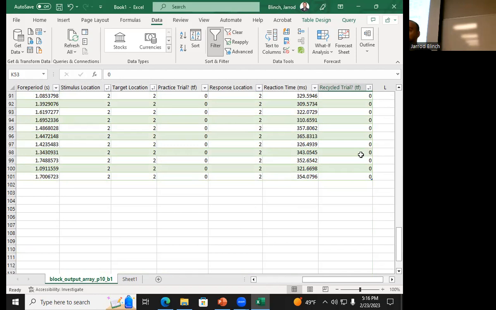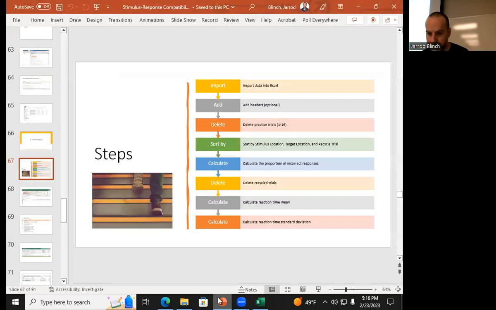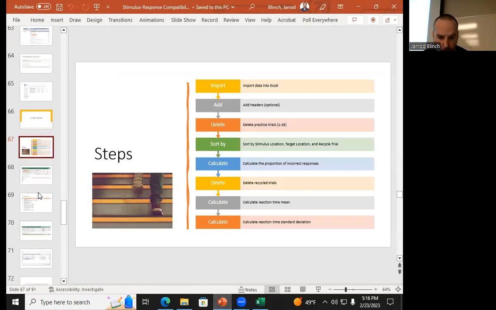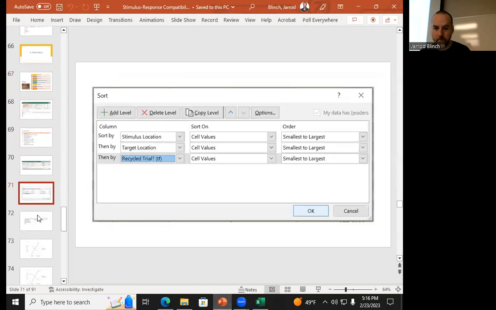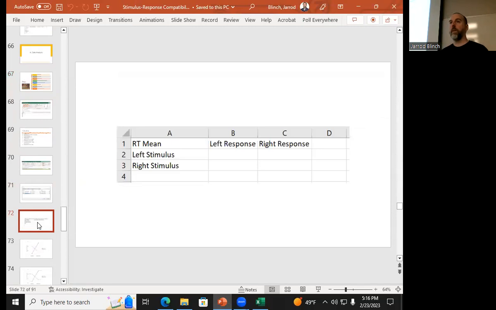So far, we have 0 incorrect responses. So if there were incorrect responses, do we need to just count how many there are? Yeah, you'll count them, and then there's a division, but in the next block there will be some. So I'll show you that.